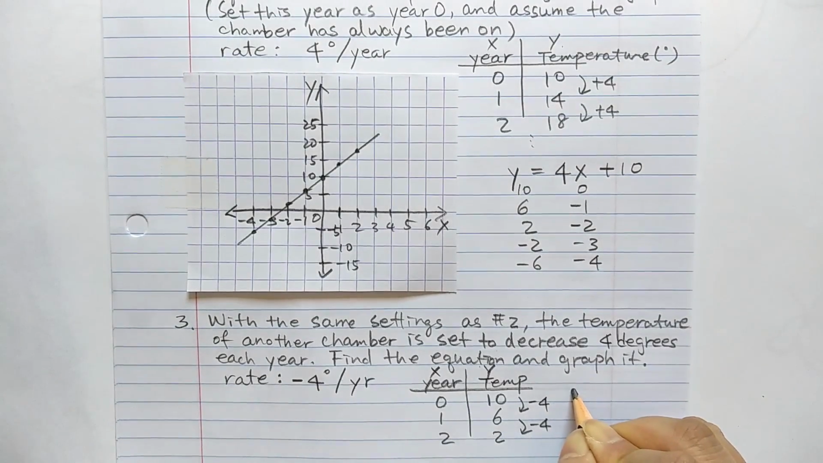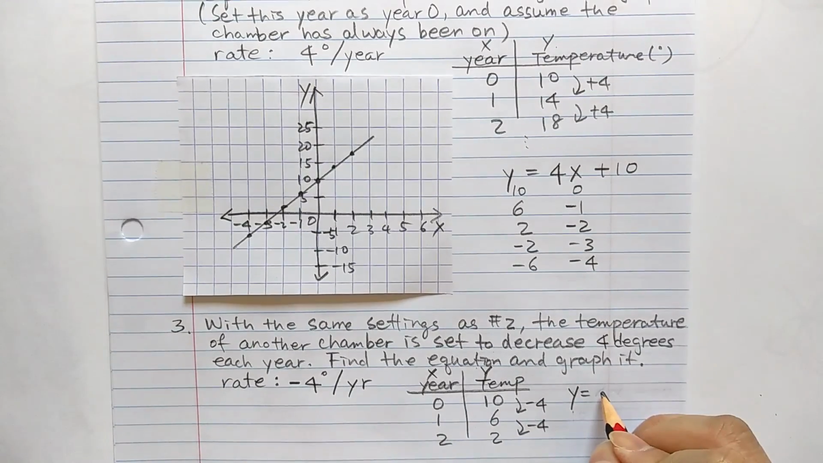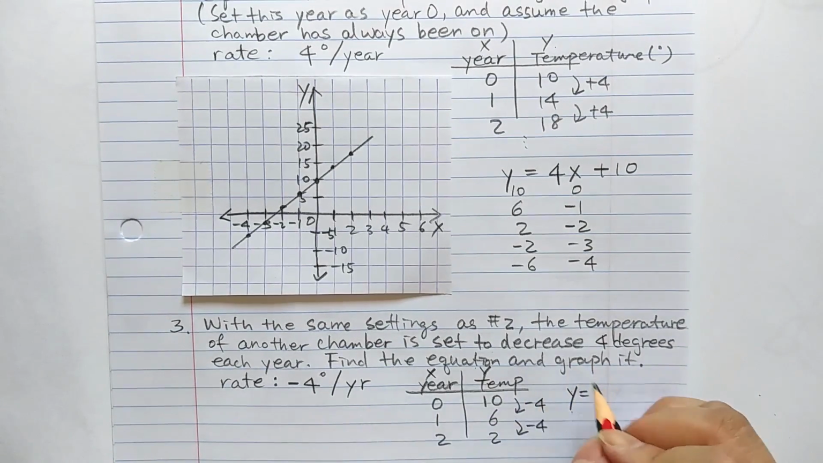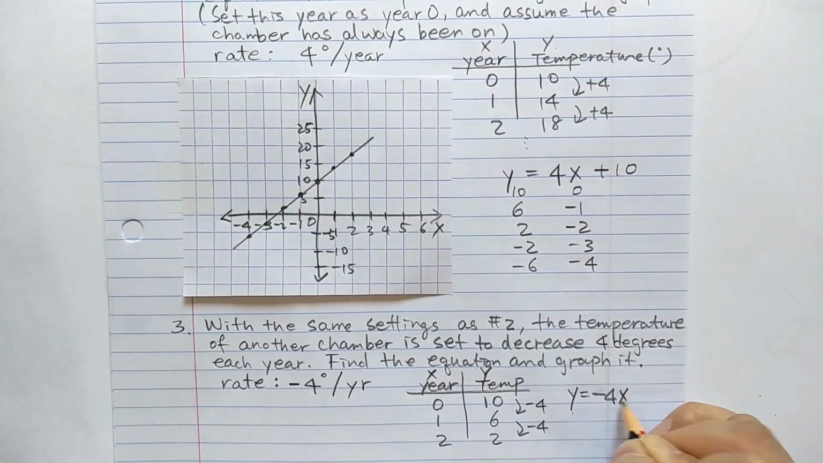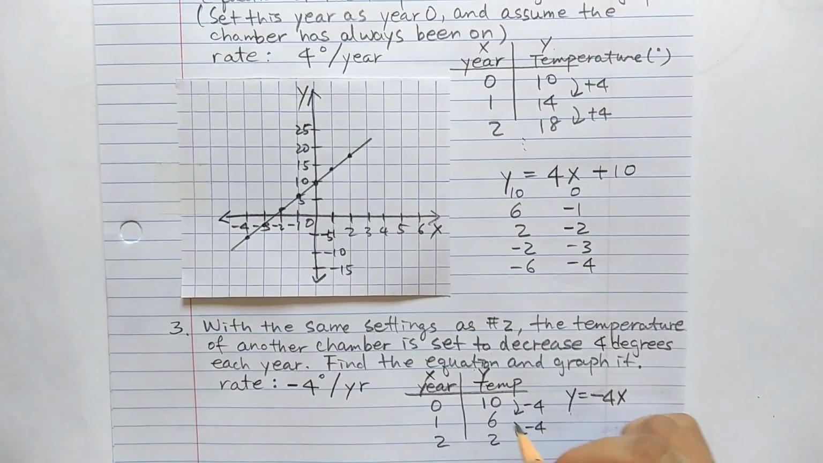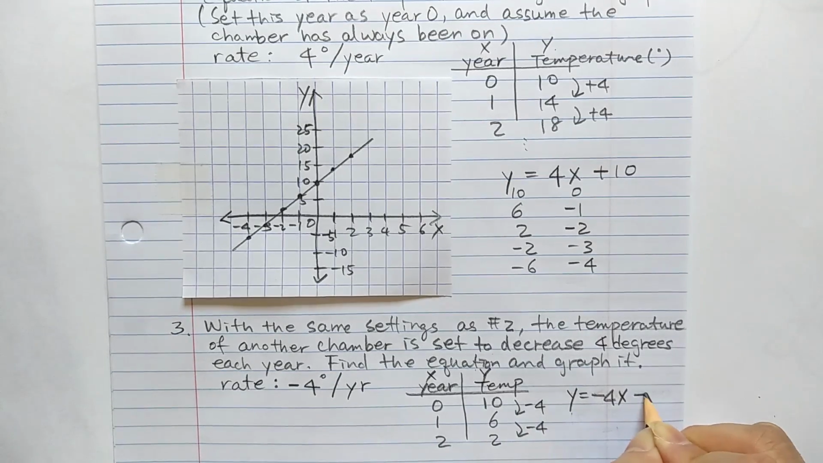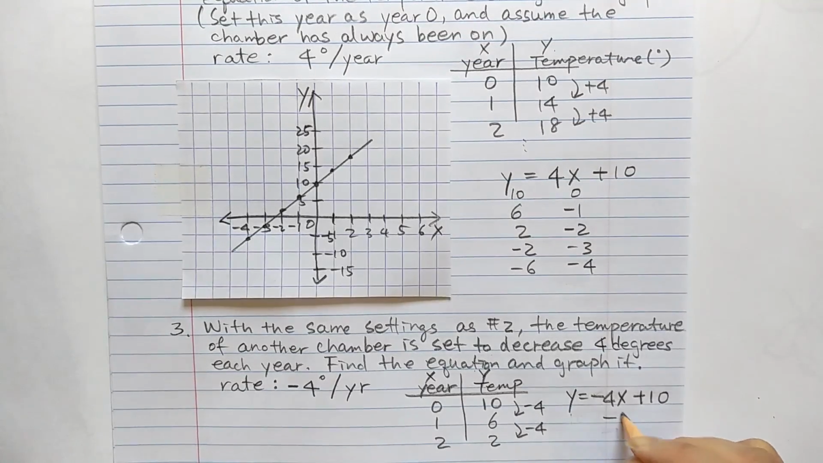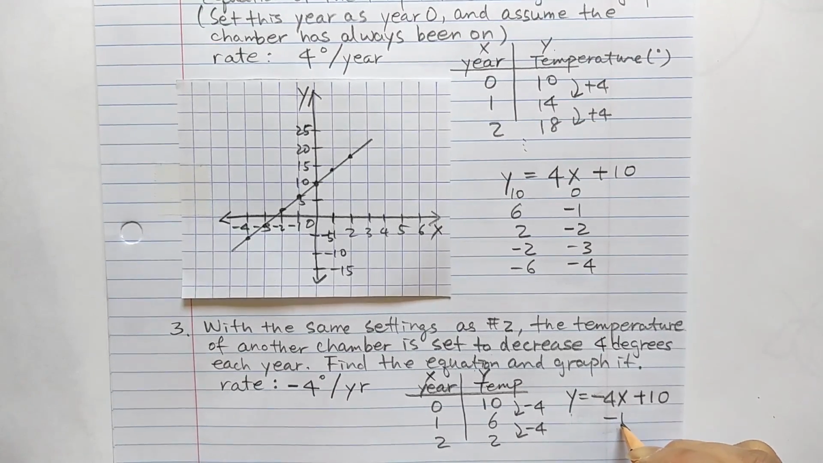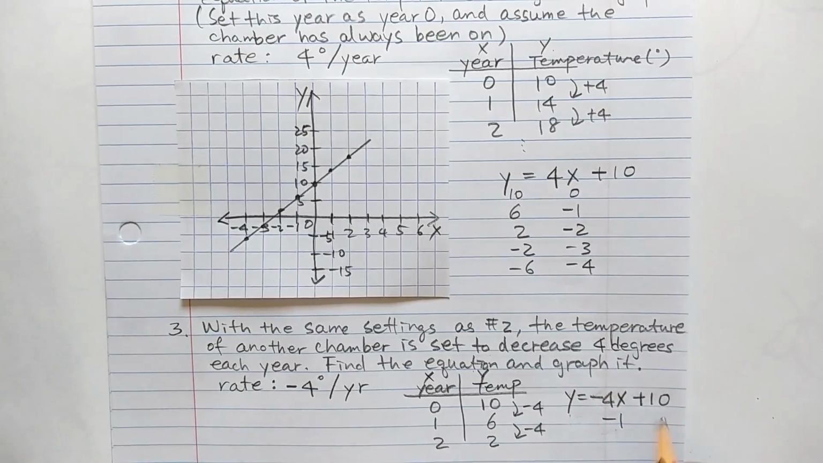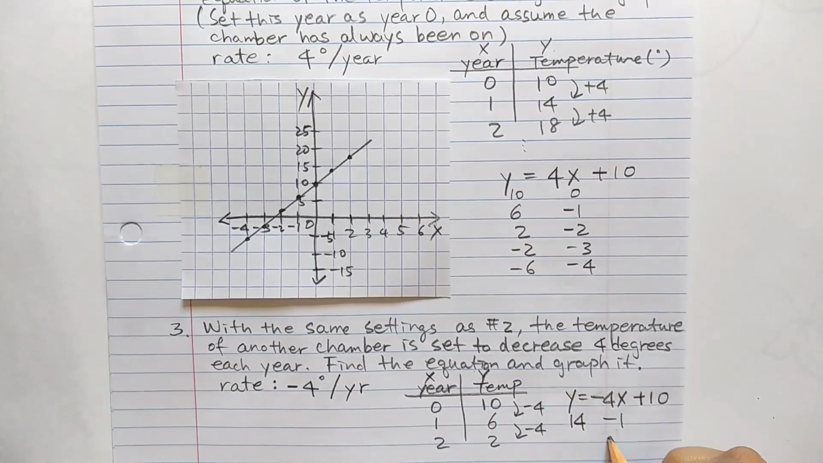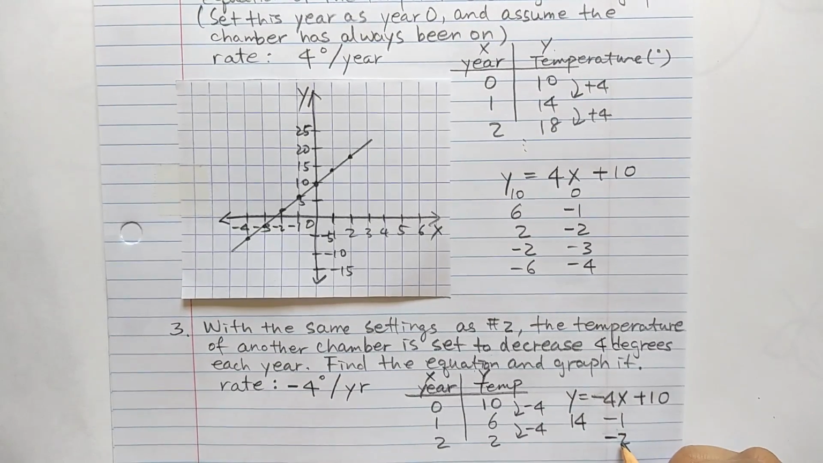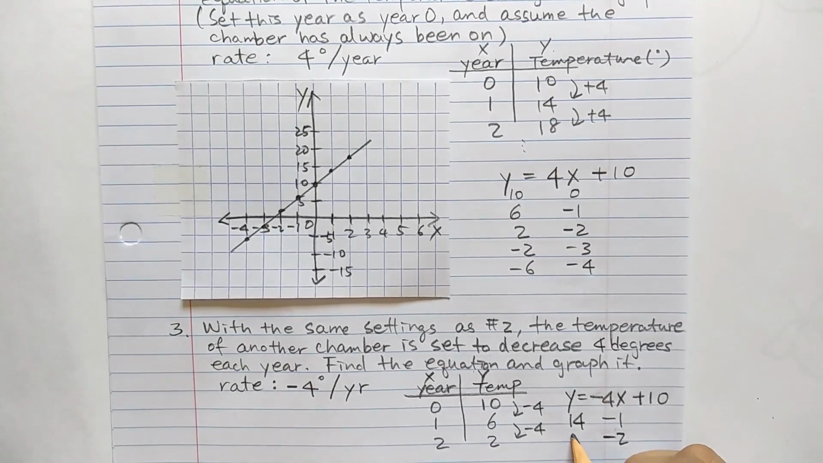And the equation is going to be y equals, the rate is negative 4 degrees per year, so it is negative 4x. And when x is 0, y is still 10, so we add 10. And let's find a couple of negative years. Year negative 1 will be negative 1 times negative 4 is positive 4, plus 10 is 14 degrees. And year negative 2 is negative 2 times negative 4 is positive 8, plus 10 is 18.